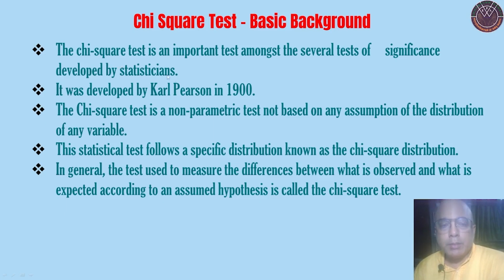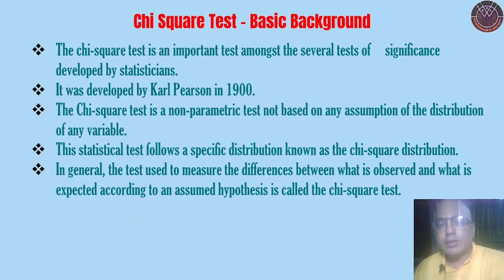It was developed by Carl Pearson in 1900. The chi-square test is a non-parametric test, I already told you, and makes no assumption of the distribution of any variable. So for any type of non-normal distribution, you are using chi-square test. The statistical test follows a specific distribution known as chi-square distribution. In general, the test is used to measure the differences between what is observed and what is expected.